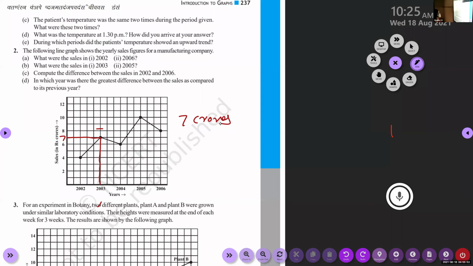Next one, 2005. 8.5? 2005. It is 10 crores. Okay. Clear, all of you? Understood? Yes, ma'am.